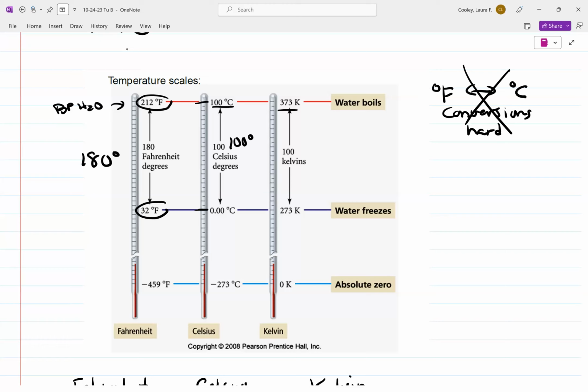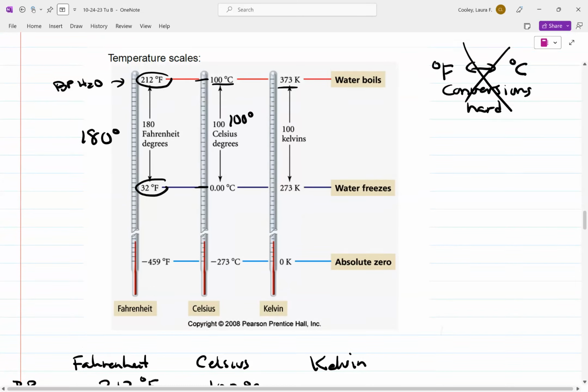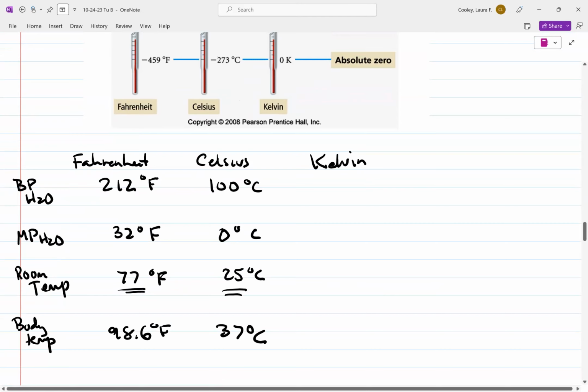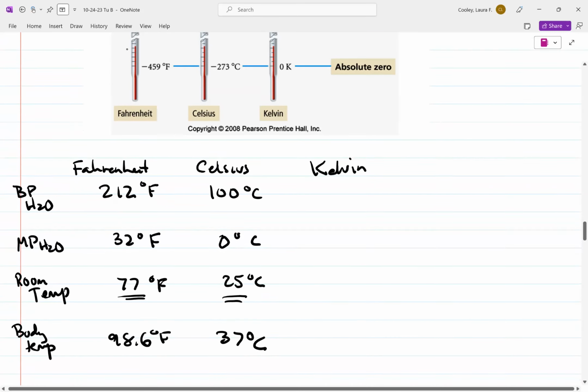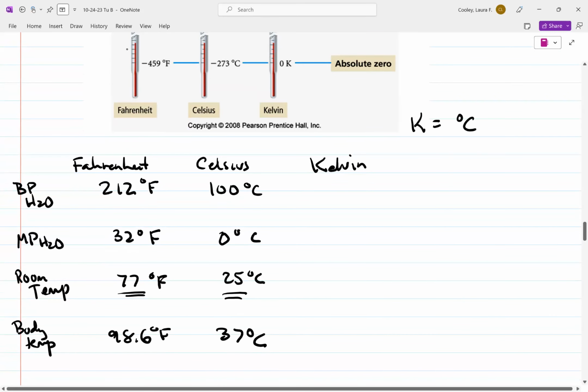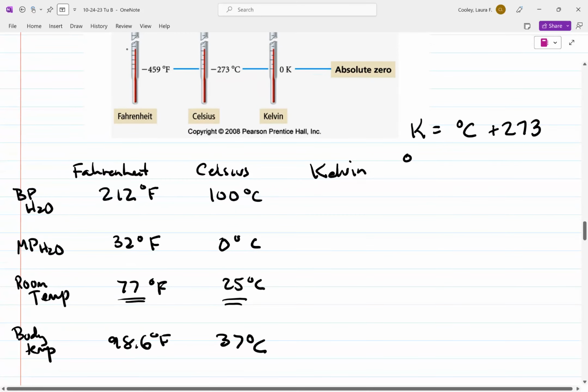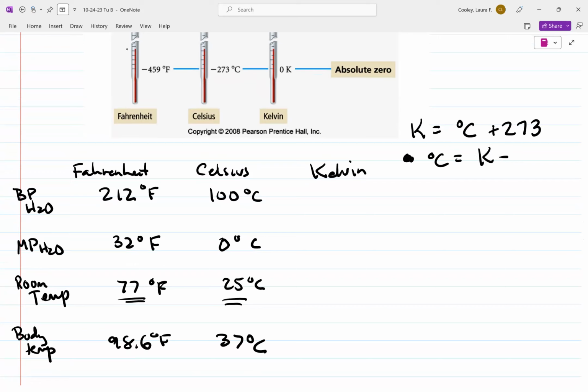And in Chem 104, we do another scale called Kelvin, which I have to tell you about. It's very easy to convert from. Kelvin is degrees C plus 273. So to go from C to Kelvin, you add 273. Degrees Celsius is Kelvin minus 273.